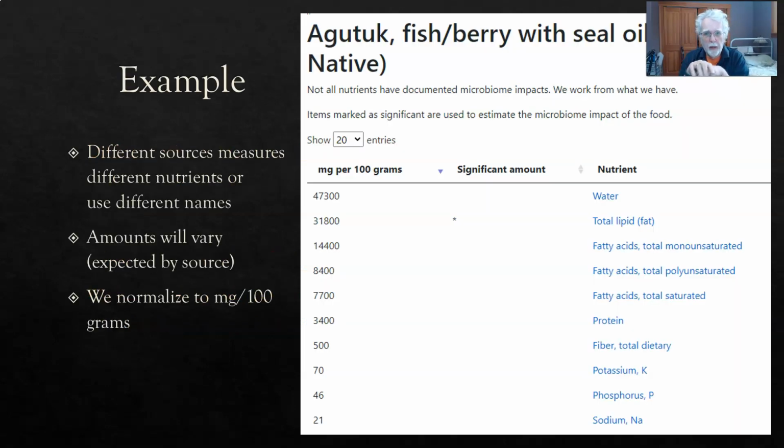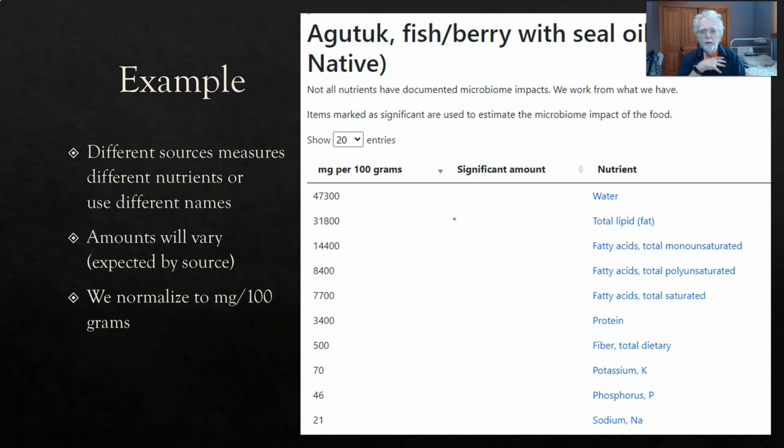Here is a simple example. Agnutuk, which is fish or berry with seal oil. It's an Eskimo ice cream. Lovely. The first thing you need to be aware of is that different sources of nutrients in food measure different things. Sometimes they use different names. Sometimes I can match up the names, sometimes I'm not able to. Amounts will vary by the source. If you take a look at pasta made in the US versus pasta made in Italy, you actually find there will be differences in nutrient contents. Minor differences, but still there.